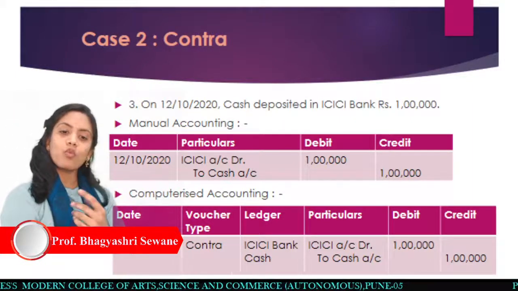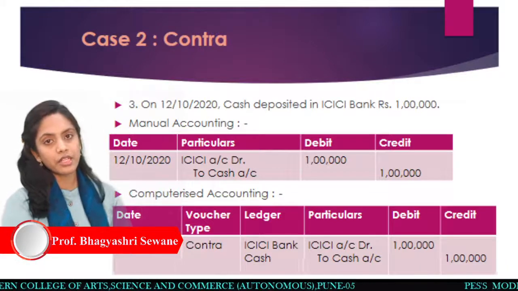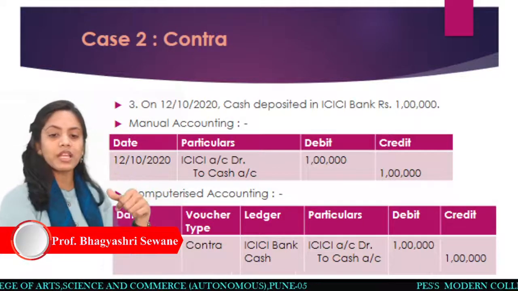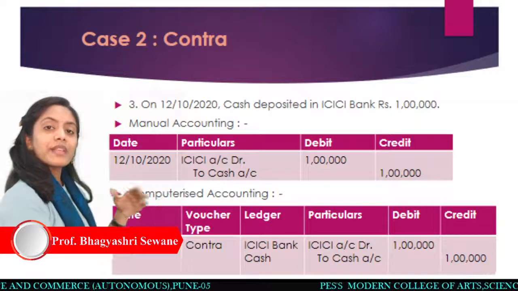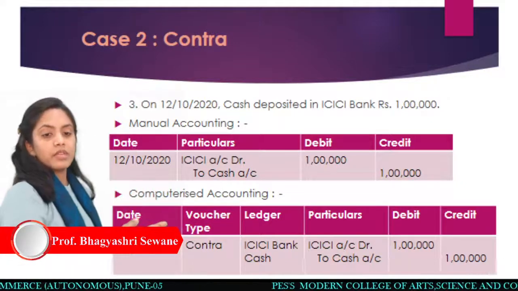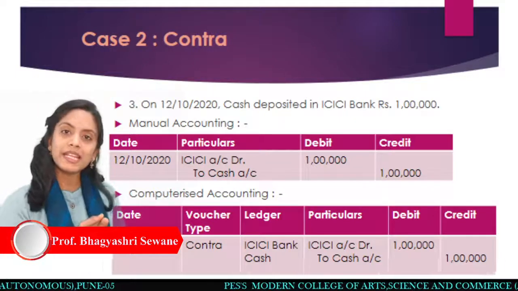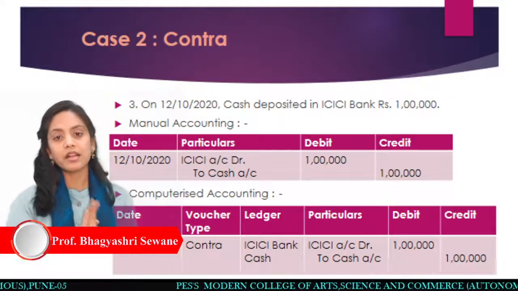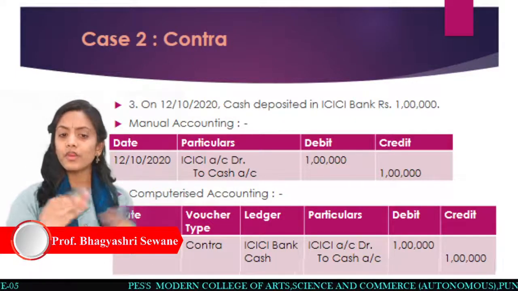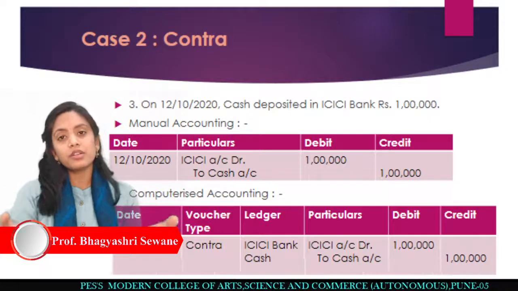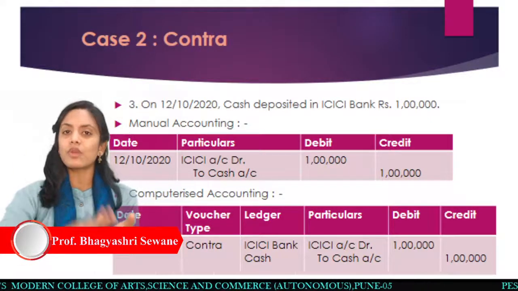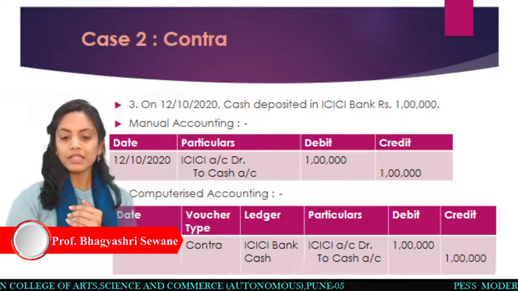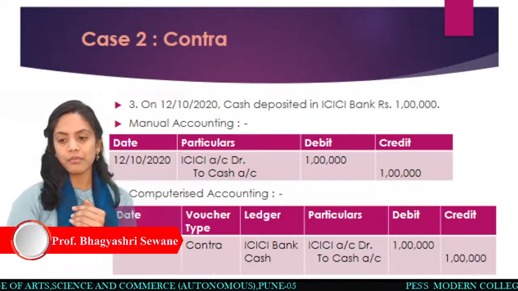Okay. Right now, once again, which ledgers do we have to create over here? You can see the ledgers we have to create are the ICICI bank account and the cash, right? For the previous transaction, we have already created the ICICI bank account and the cash, right? So we don't need to create them once again. Okay. So I'm going to the next example.